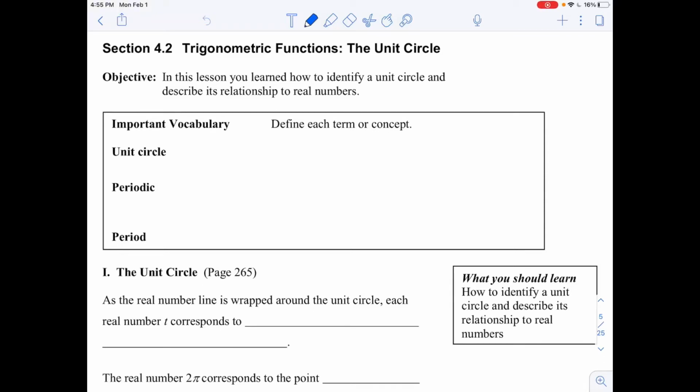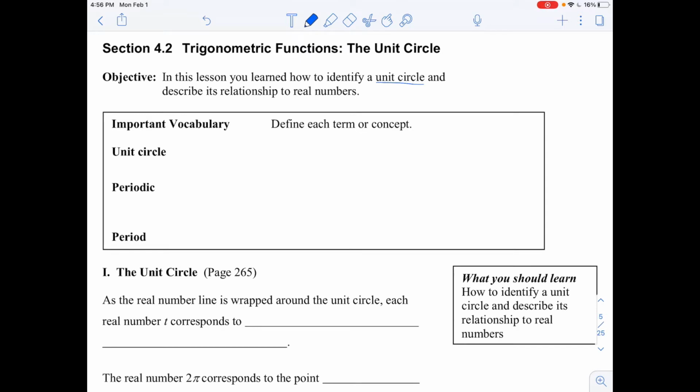Hey everybody, we're back and we're talking about trigonometric functions and the unit circle. Today we're going to learn how to identify a unit circle and describe its relationship to real numbers. So here's what we know about a unit circle.